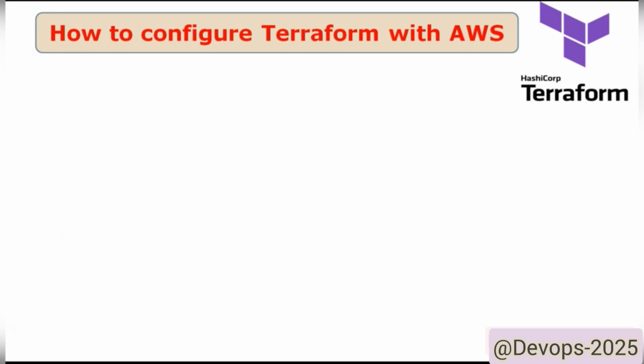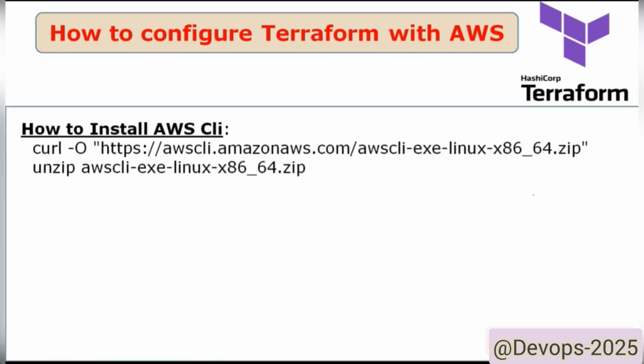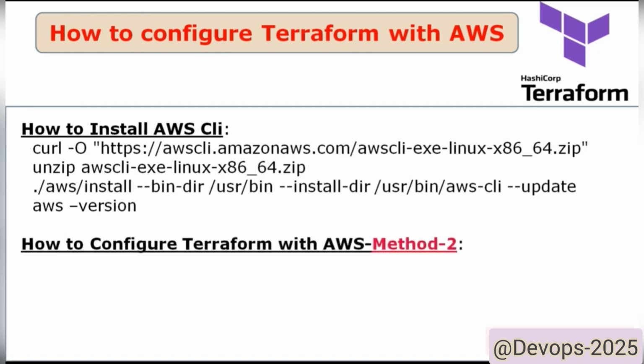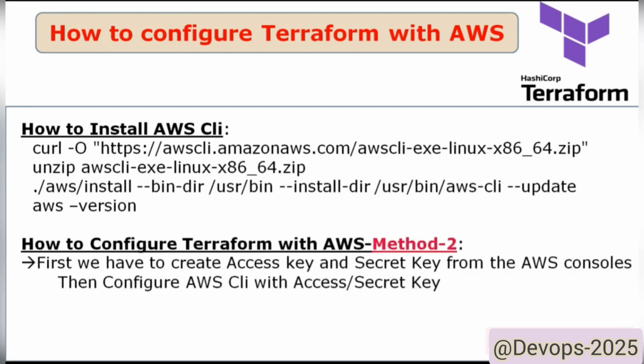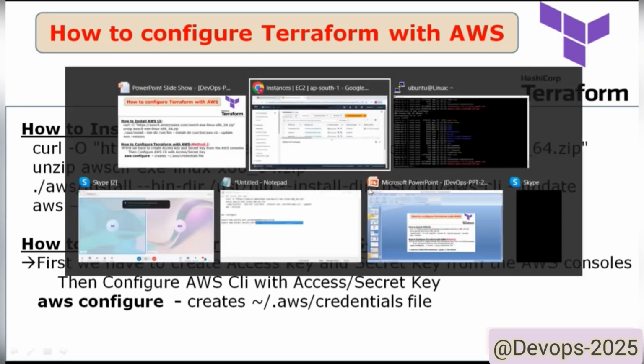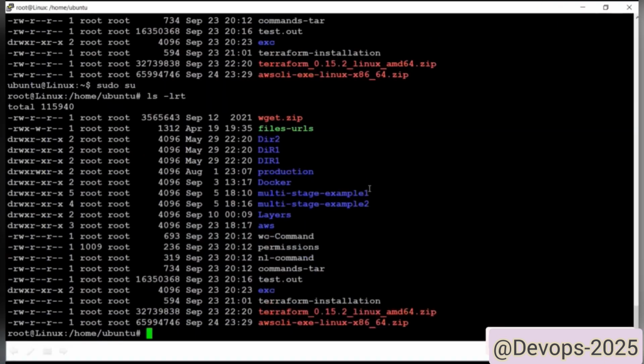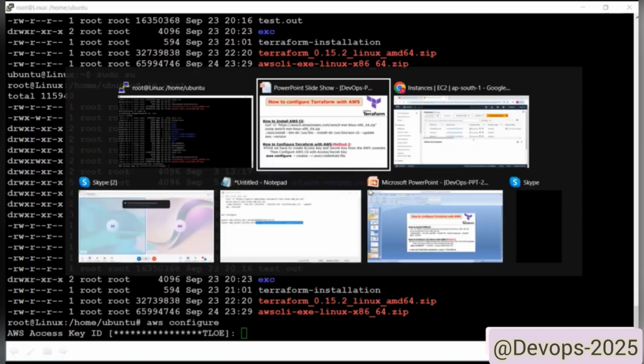Okay, so if you want to configure Terraform with AWS using method 2, you need to make sure the AWS CLI is installed. After that, the keys are needed, which are the access key ID and secret key. Even existing keys are fine, or we can create new keys, and you can execute the AWS configure command. So go to here. You should go to sudo su, because the root user has full privileges. So here, AWS configure, enter, then it is asking for the AWS access key.